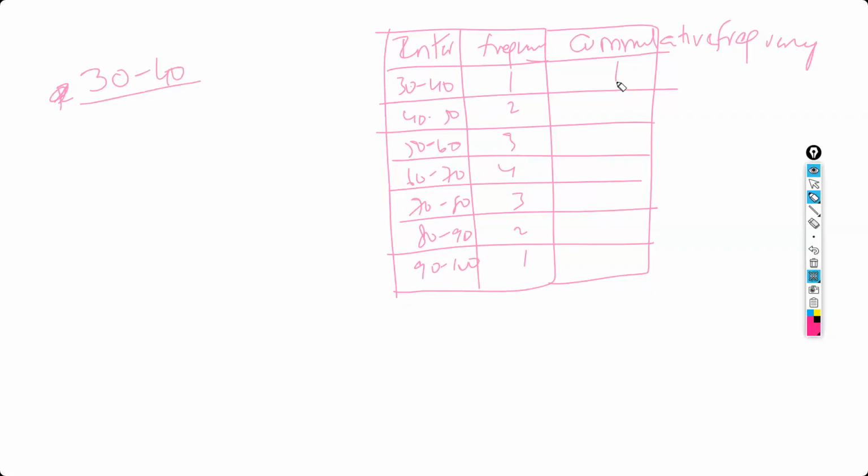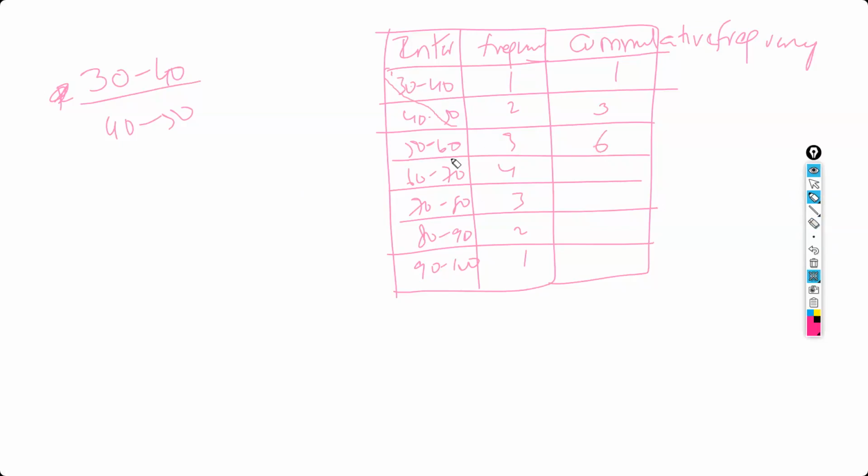Second one, from 40 to 50, how many records are there? 2. That is called frequency. What is cumulative frequency? 30 to 50, not 42. First number to this ending number. 30 to 50, how many numbers are there? The combination of these two, which is 3. That is called cumulative. 50 to 60, how many records are there? 3. Cumulative frequency means 30 to 60, first number to this number. How many are there? 6.